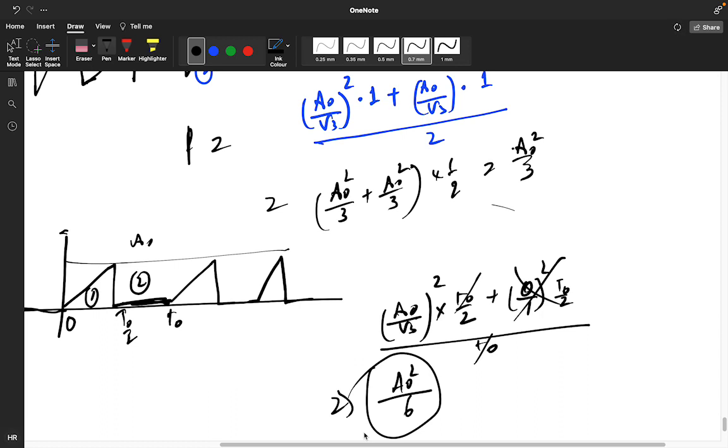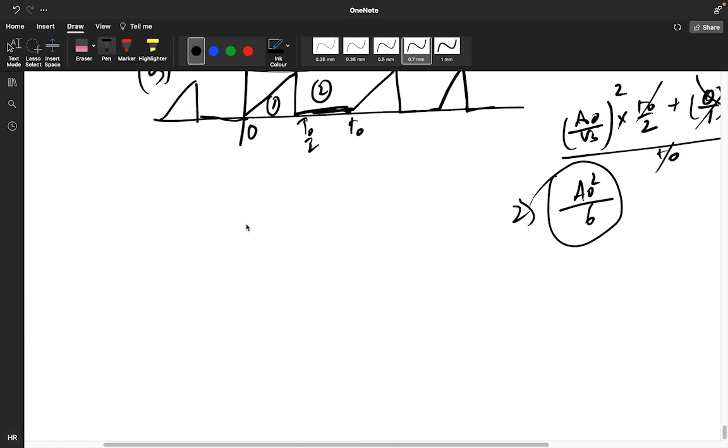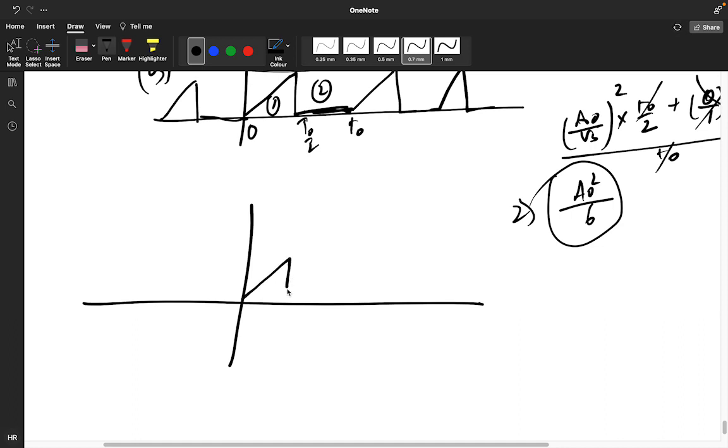I hope you understood, or you will understand. See what I am telling: this kind of graph you are getting, coming like this.